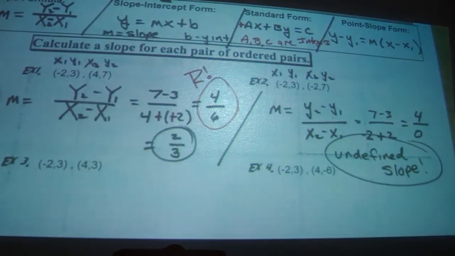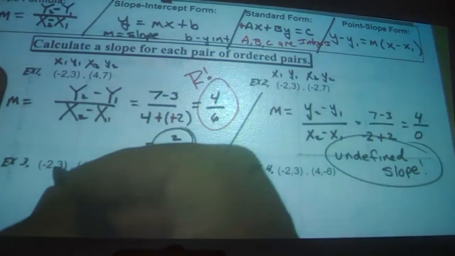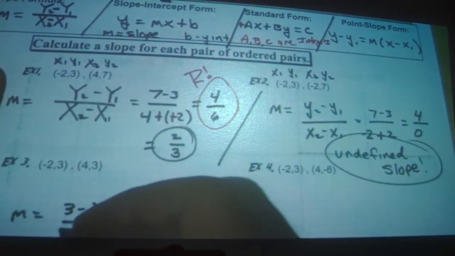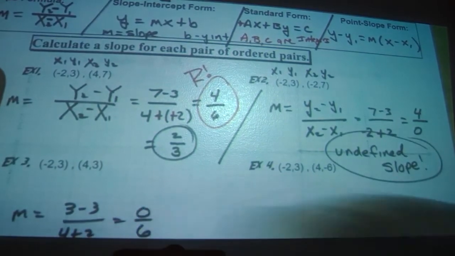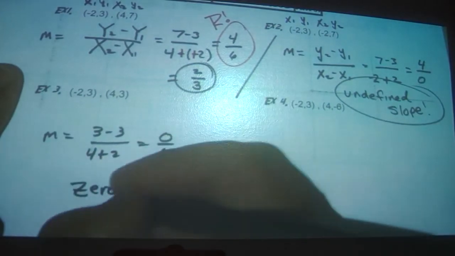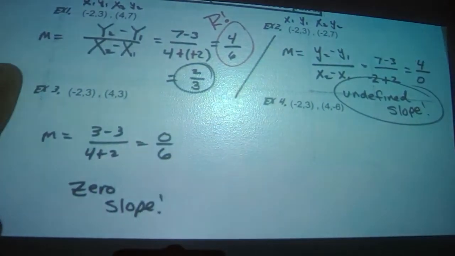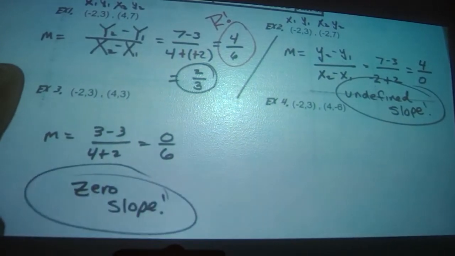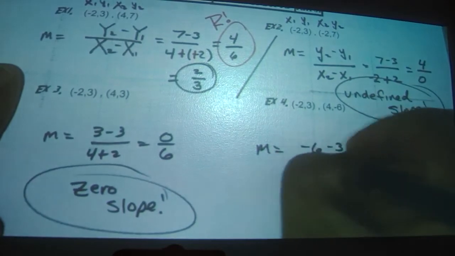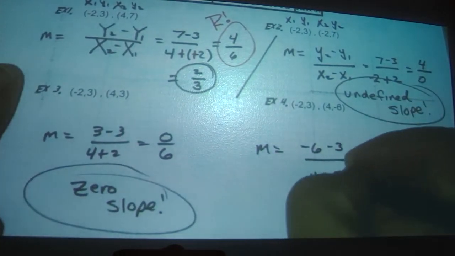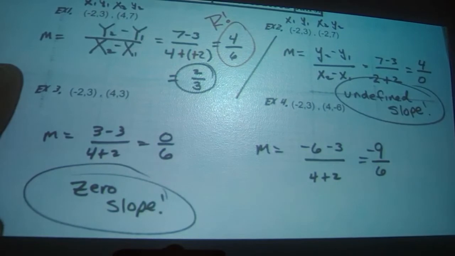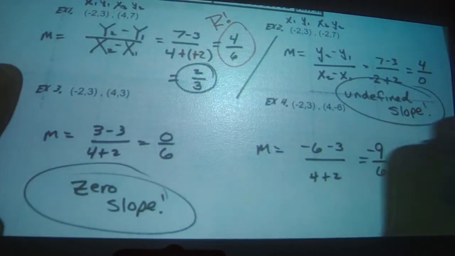All right, so that's pretty easy. I'm going to fly through this one. Y2 minus y1 is 3 minus 3, and 4 plus 2, that is 0 over 6. And 0 divided by anything is 0. Call that 0 slope. I'm just flying through these, saving you some time. I got negative 6 minus 3, and 4 plus 2, is negative 9 over 6, and that simplifies to negative 3 over 2.